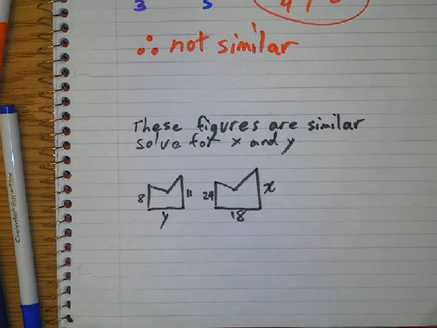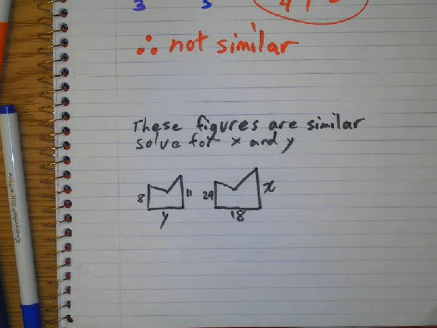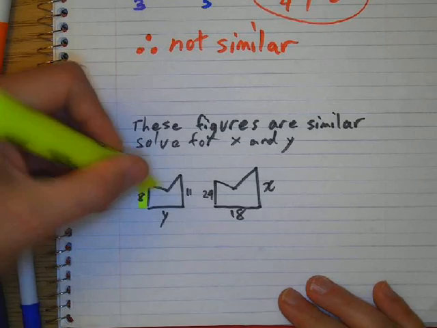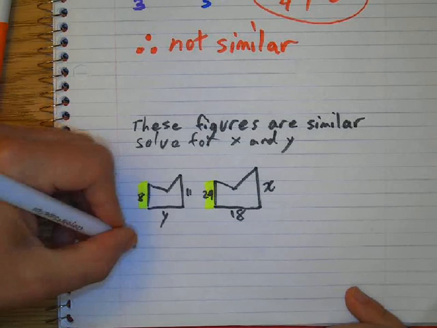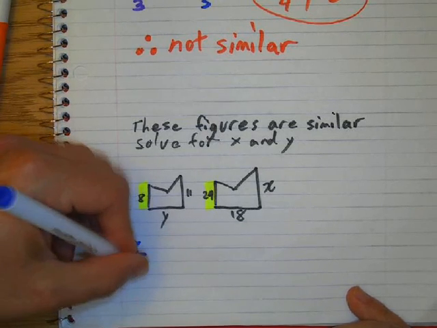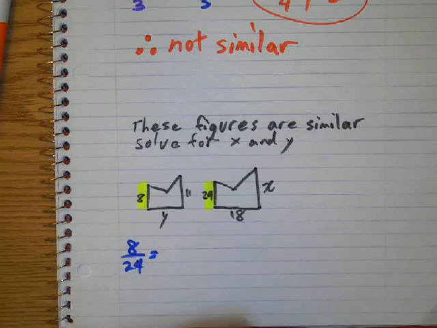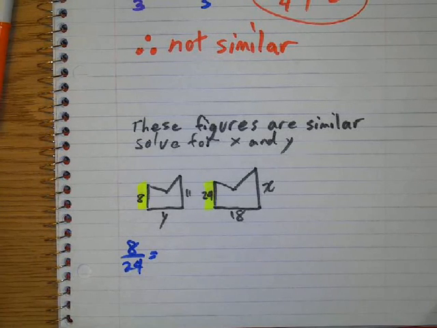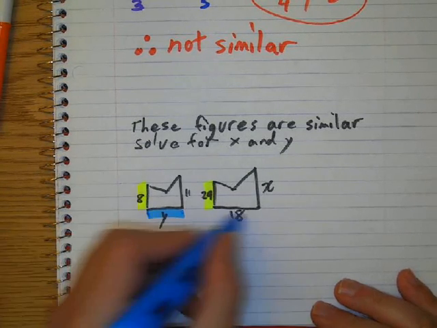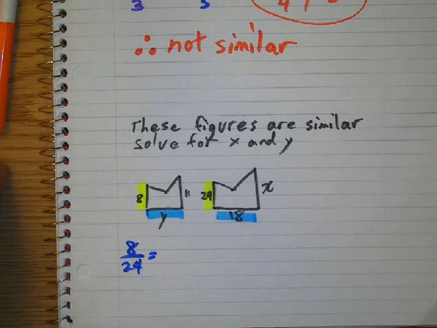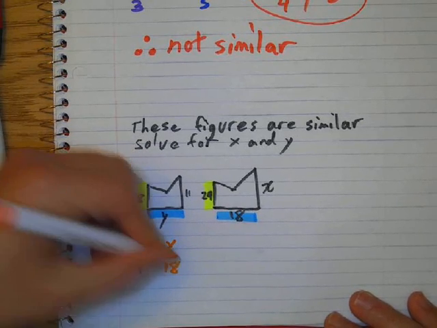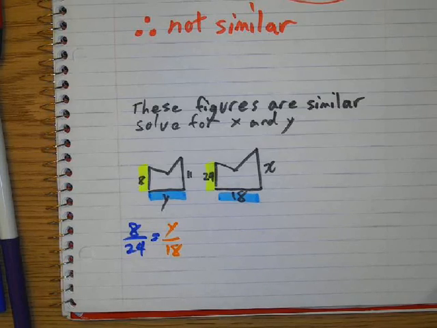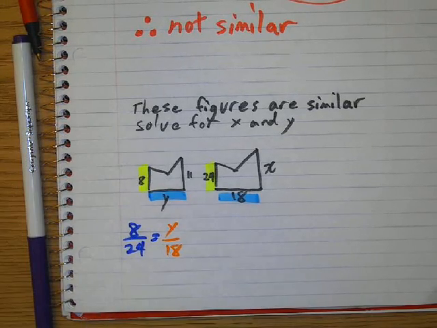Okay, these figures are similar, so let's figure out how to solve for y and for x. So the similar sides here are 8 and 24. Okay, so I can create a ratio of 8 over 24, and that should be equal to the other ratio of y over 18. And we can cross multiply and solve for y. I'll do that in just a minute. Let's set up the other ratio.